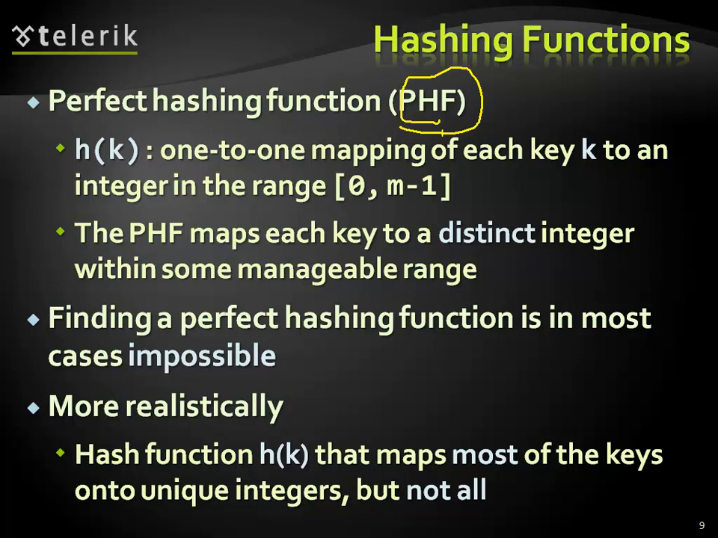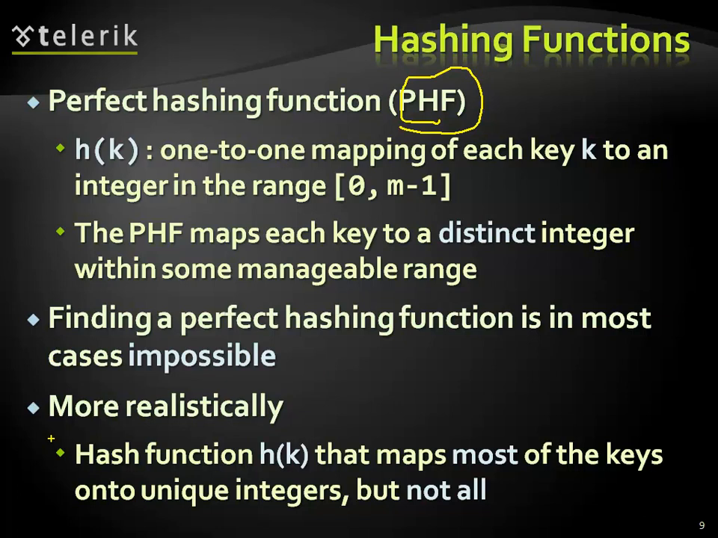Meaning that if we can't make a perfect hashing function, we'll have some collisions. What a collision means is you have two different keys that map to the same position. So then you have to resolve somehow that collision effect.